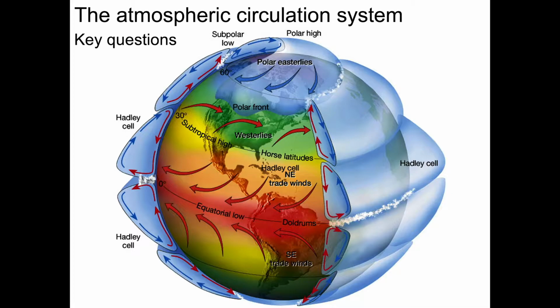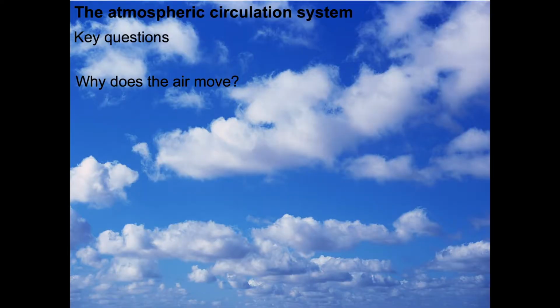and once we get to that point we're going to have a pretty good understanding of how this whole system works, starting with the Sun, ultimately feeding back to our daily experience in terms of climate and weather. When we talk about the atmospheric circulation, we have a couple key questions we're going to address. Number one, why does the air move?